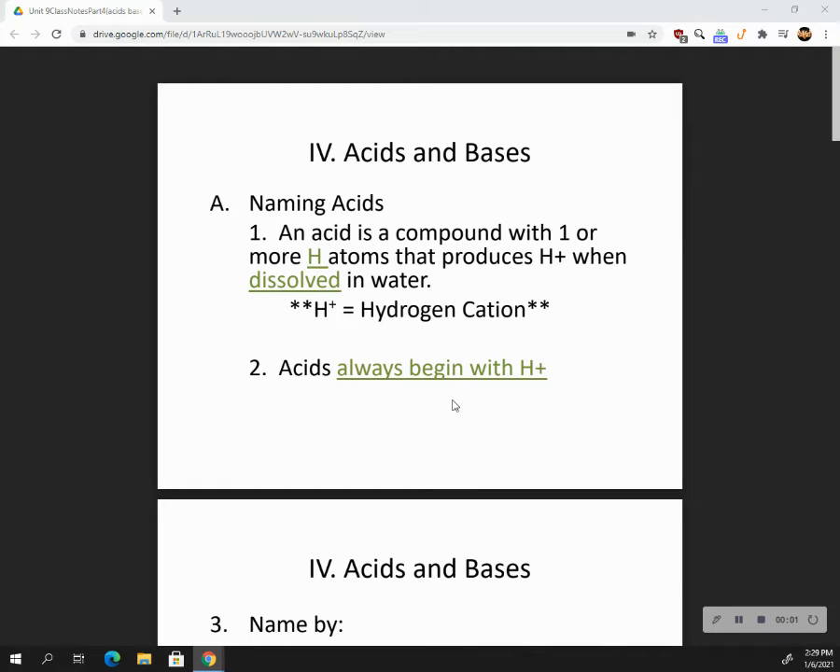Okay, so by going over your molecules of ionic, molecular bonding and ionic bonding, we have set the tone for what we talk about with acids and bases. Now, with acids and bases, an acid is a compound with one or more hydrogen atoms that produces an H plus. So this is a hydrogen cation. In this case, we're talking about an H plus, a hydrogen cation, that will have the acids.